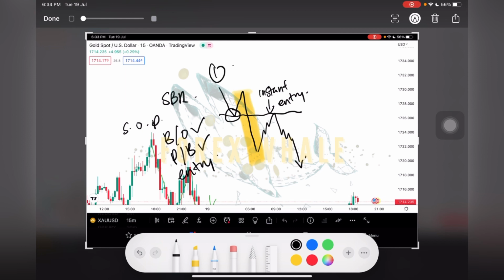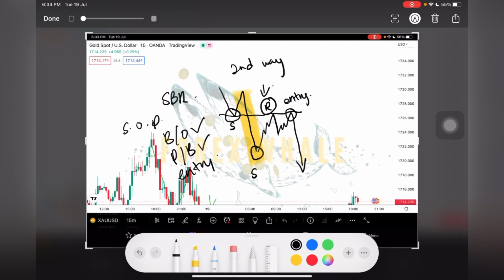So what is the second way to trade SBR? Okay, so this is your support that has been broken. So price created a new support here, and then price created a resistance. So once price does breakout, does pull back and created this resistance level, wait for the pullback, and then place your entry once price is back at that resistance level, only for it to go all the way down. So this is the second way to trade SBR.